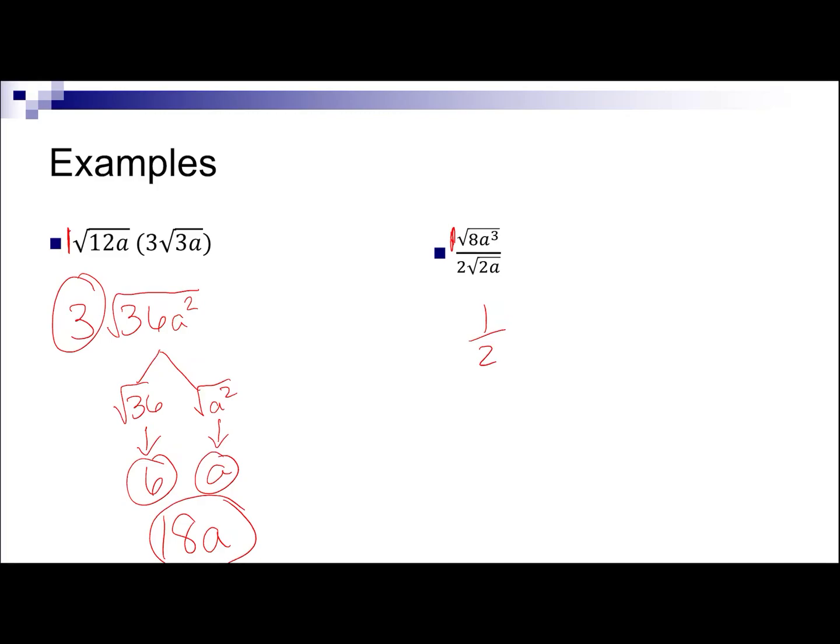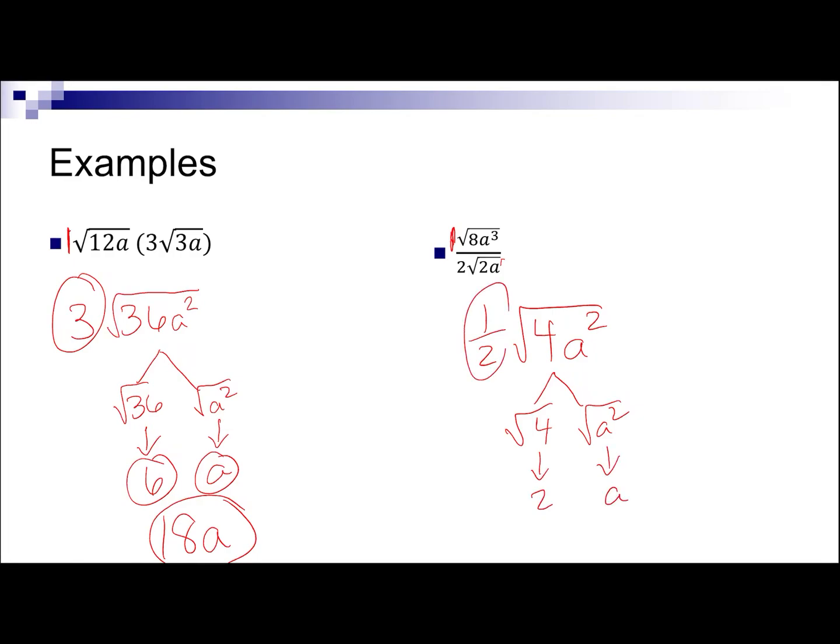Then we're going to divide our radicands, and then what we have here is 8 divided by 2 being 4, and then remembering our rules of exponents, a to the third divided by a to the first, we subtract exponents. That gives me a squared. Now we'll simplify the radical, breaking it up. We have radical 4 and radical a squared. Radical 4 is a perfect square. It simplifies to 2. And radical a squared simplifies to a.